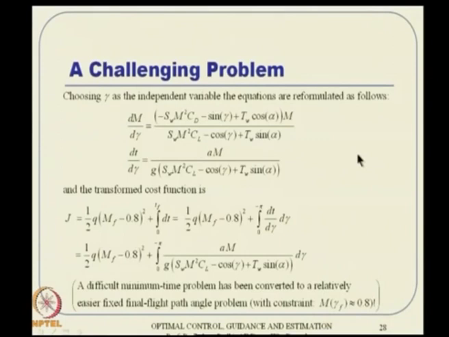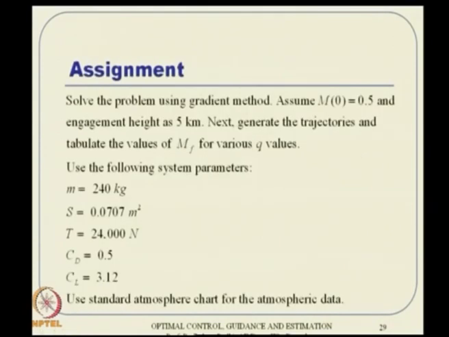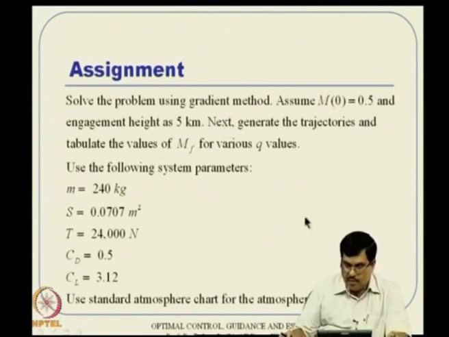Alright, so I will leave this problem here as an assignment. I seriously request all of you to attempt this using some of these typical numbers. You can see some of these parameter numbers you can use, and use some standard atmospheric data at an altitude of 5 kilometers; you have to select the atmospheric density, proceed with all these numbers, and then generate some results using this gradient method.